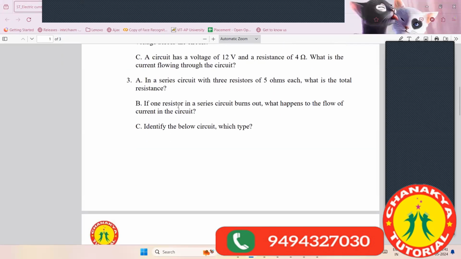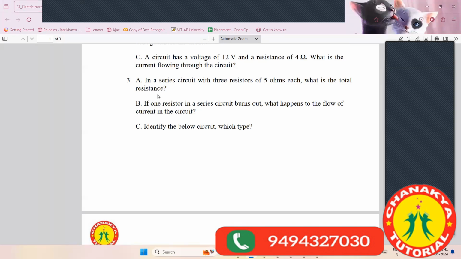Third question. In a series circuit with 3 resistors, what is the total resistance? That is again a direct substitution, right? Can anyone tell me the answer? Direct answer, just direct. 15 ohms. Exactly. Yes, it's 15 ohms. Just by seeing it you can tell.